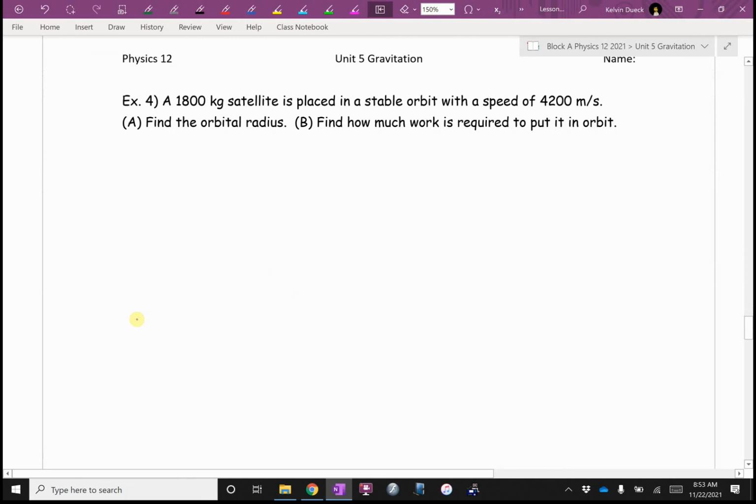Example 4. I like example 4. Example 4 is a nice question. A satellite is placed in a stable orbit with a speed of 4,200 meters per second. A says find the orbital radius. B says find how much work is required to put it into orbit. Okay, A.